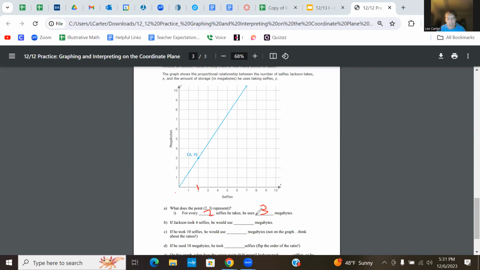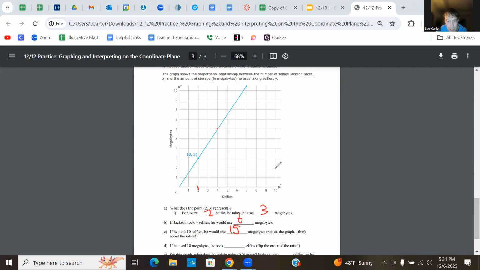These are kind of questions they like to do a lot on standardized tests. So if he took 4 selfies, you can actually find this one on the chart right here. He would use 6 megabytes. But if you think about it, that's twice as many selfies, so times 2. So then you do times 2 of megabytes. Okay, now, from what I just said there, that's important because if he took 10 selfies, he would use blank megabytes. So that would be times 5, times 5, so that would be 15.